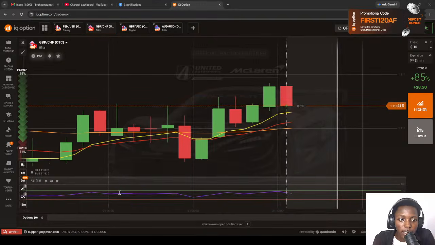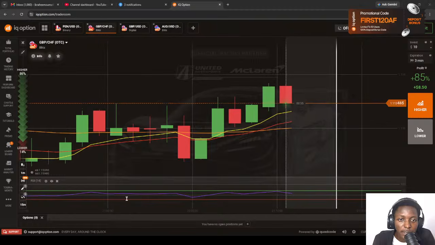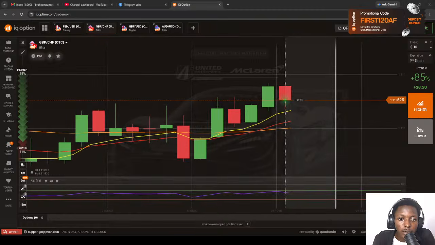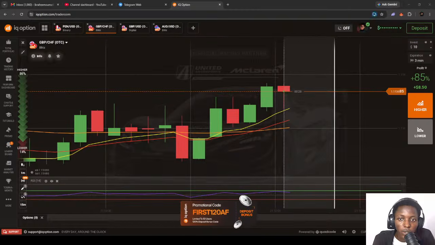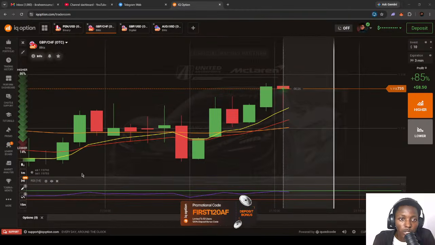Apologies guys, I had no idea what happened at that moment. I haven't opened that, so I'm going to bring this down. So we have opened this position, and we have actually won the trade.